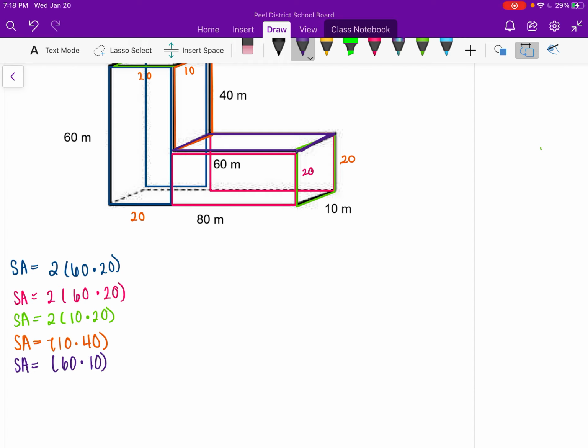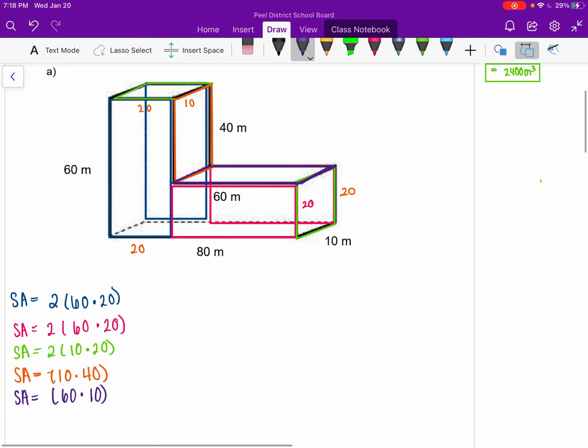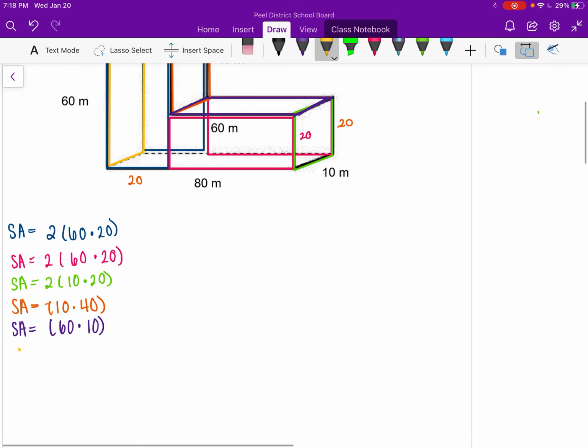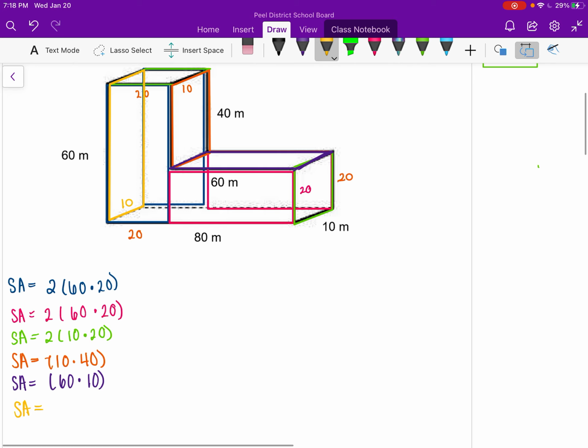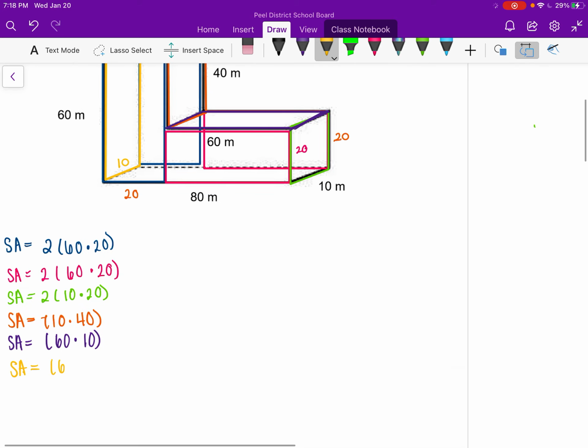Right? And then if I scroll down, I've hit these 2 boxes, right? I did that one, I did that one. And then, oh, I see a little box over here in the corner that we forgot. You just want to make sure you got all the sides. So I have that one box over there, the yellow one, and that one's surface area is equal to 60 by 10 as well.